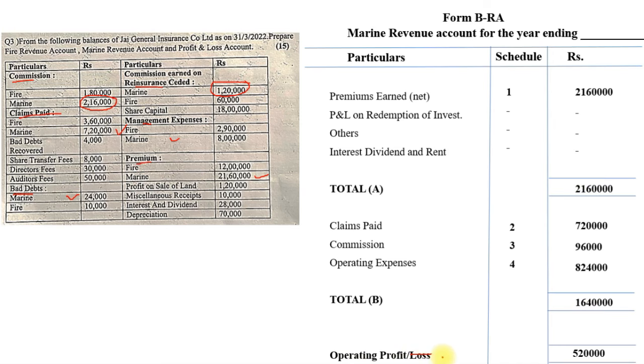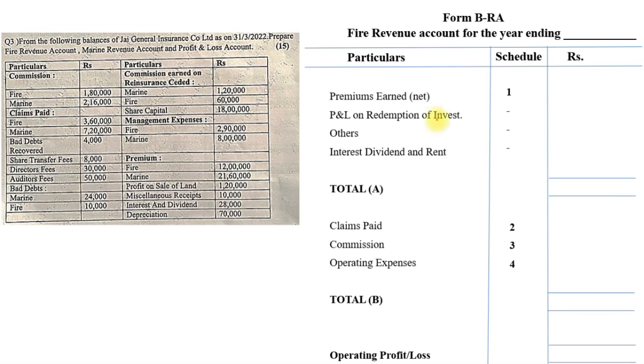Whatever we have done here for marine, now the same thing we will do for fire insurance also. Same way, for the fire revenue account, again, premium. Under premium, fire is 12 lakhs, so we noted 12 lakhs. There was no other income, so 12 lakhs is the A part total.